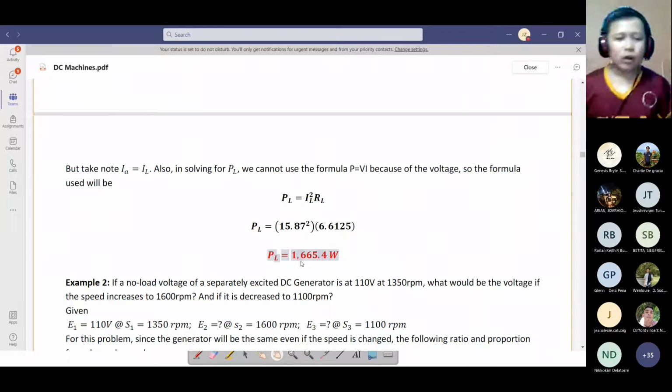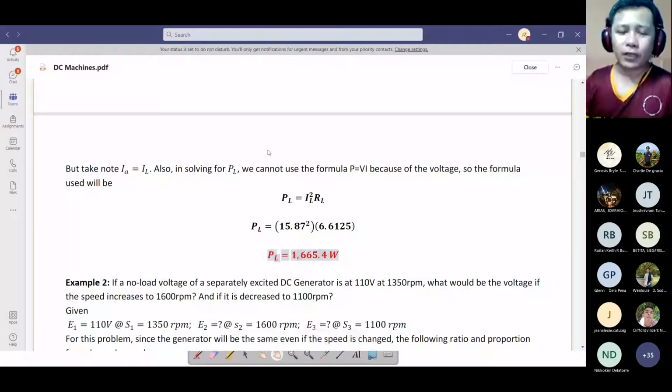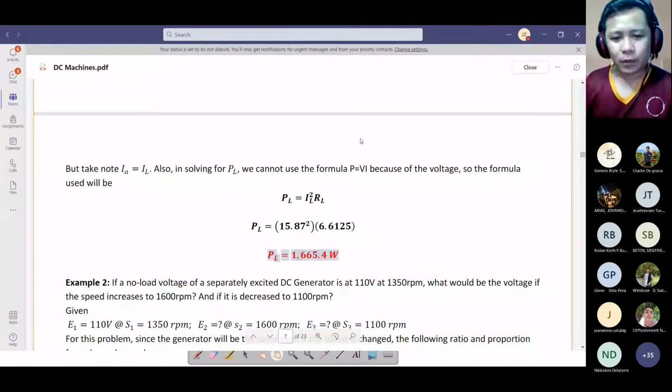Okay, no? So hopefully you absorbed my explanation for example number 1. Let's proceed to example number 2.